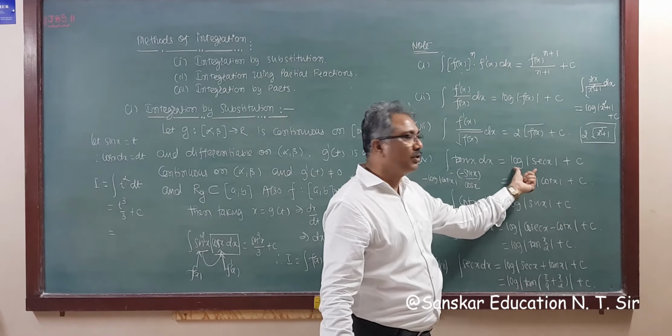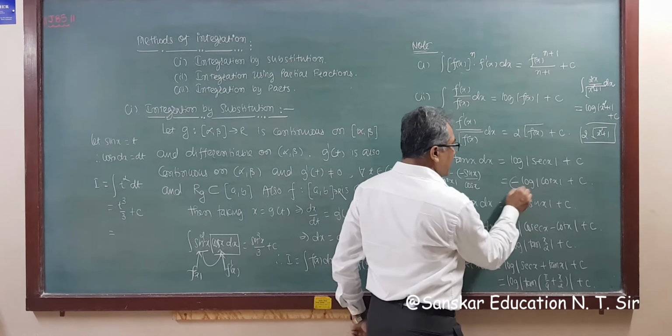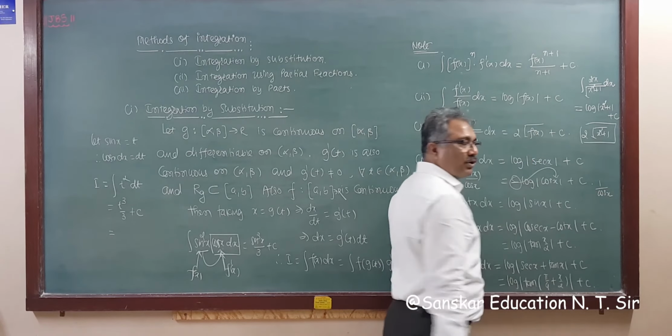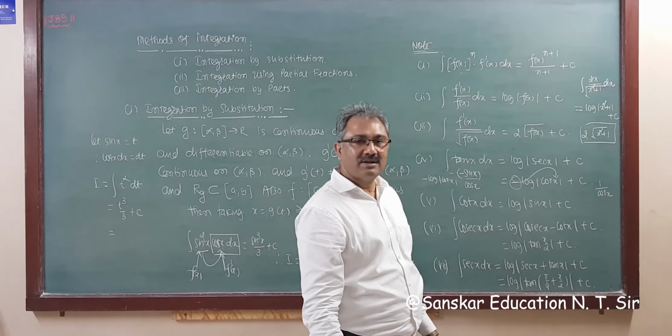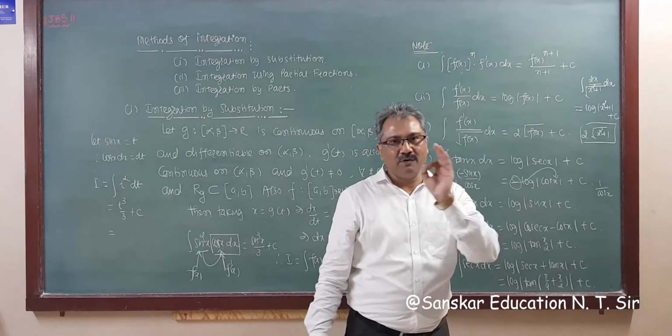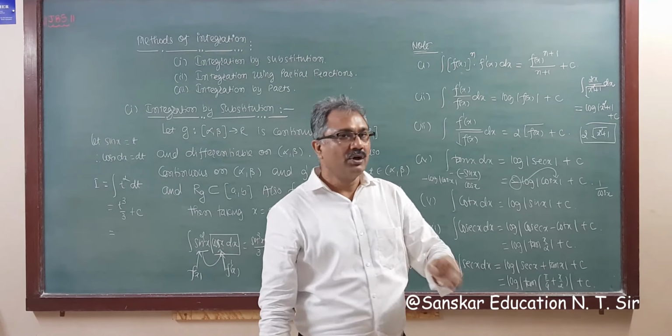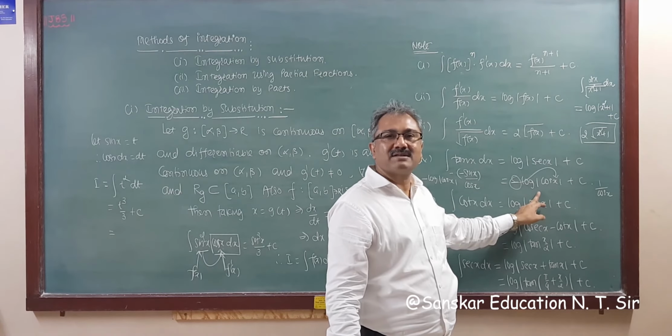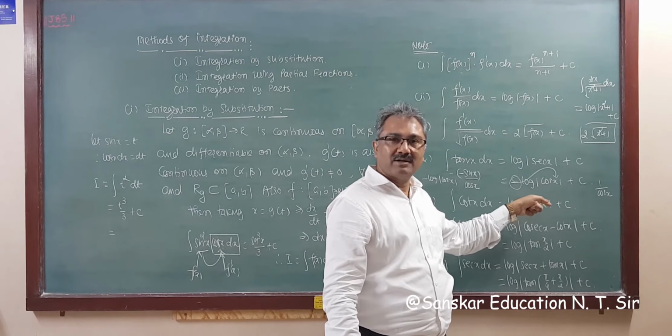But this is your log sec x also. Yes, this minus comes to here, then this becomes 1 upon cos x, applying the log rule. And 1 upon cos is sec. So remember, be careful for MCQ. In MCQ, they are not going to give you the simple answer, they are giving this complicated answer. So remember both formulas, right?